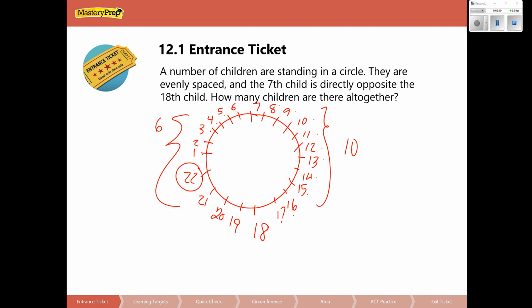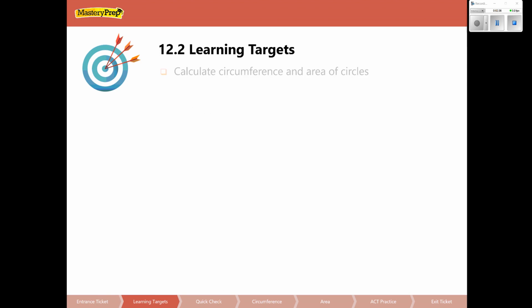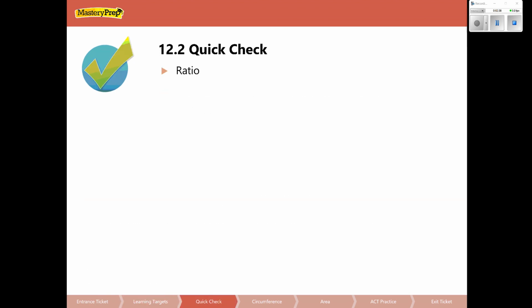So again, this question can seem very confusing from the outset as to what they're wanting, but a lot of times with some of these questions on the ACT, it is helpful to draw it out. Draw a picture to represent it and go from there, because if you have a picture, it's a little bit easier to see and understand what we're talking about. 22 children standing in a circle. Circles work backwards.